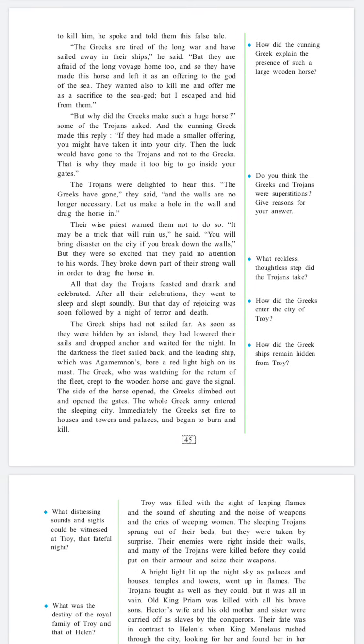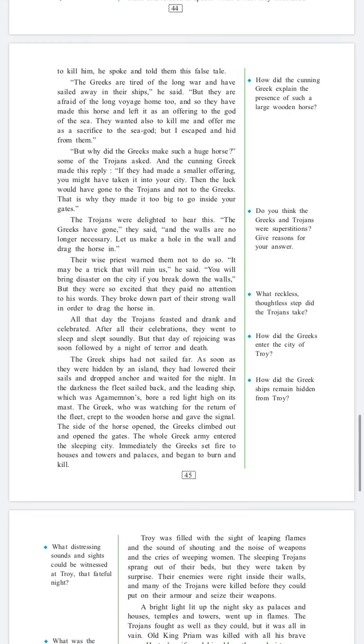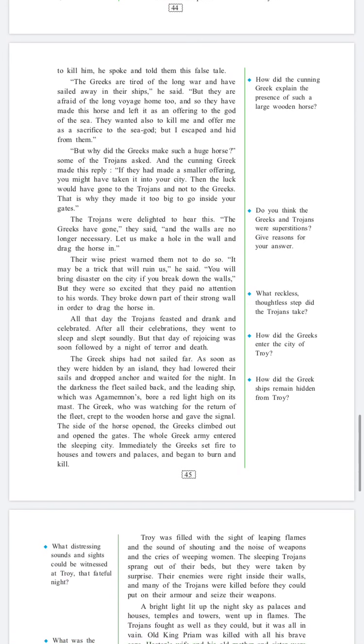Let's answer a few questions till now. How did the cunning Greek explain the presence of such a large wooden horse? Do you think the Greeks and Trojans were superstitious? Give reasons for your answer. What reckless, thoughtless step did the Trojans take? How did the Greeks enter the city of Troy? How did the Greek ships remain hidden from Troy?